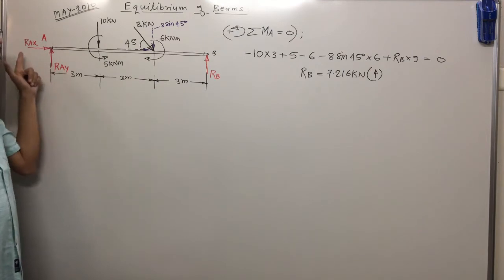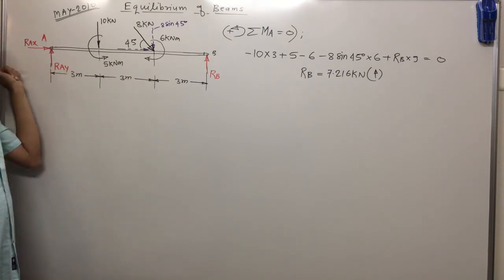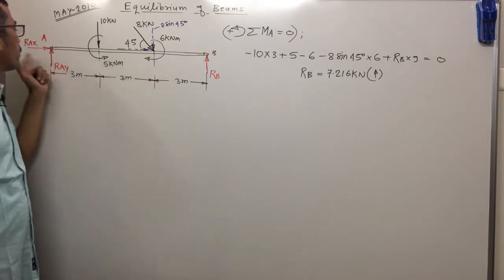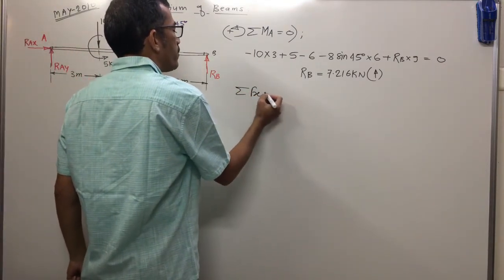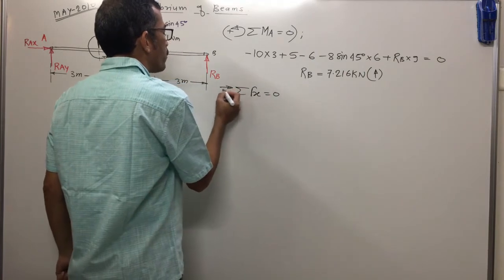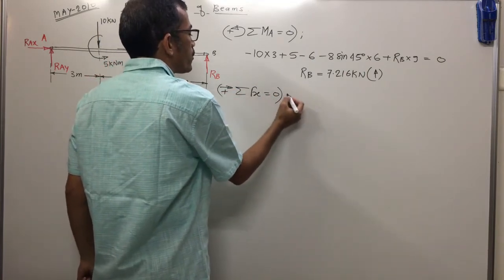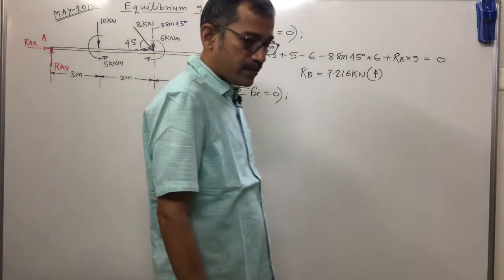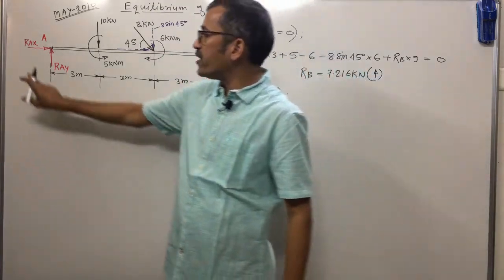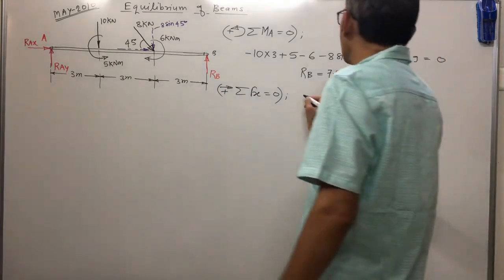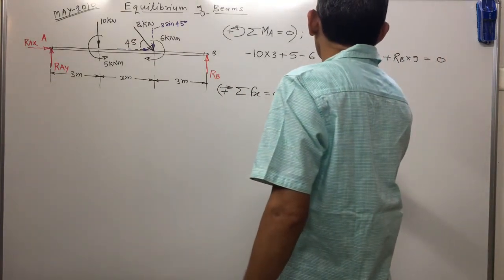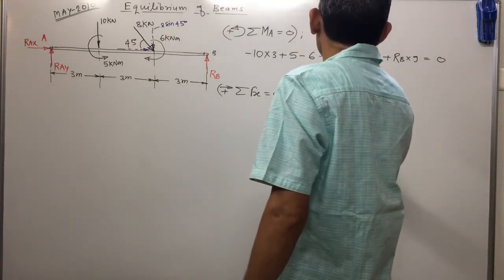Okay. Now this one is known. RAX, RAY is unknown. Now it's very easy. Summation of Fx equal to 0, if you apply, we will get RAX. That means the next equation we apply is summation of Fx equal to 0, assuming rightward force is positive. How many forces are acting along the x-axis, means in the horizontal direction? One is RAX, which is rightward. Rightward means positive. Plus RAX.